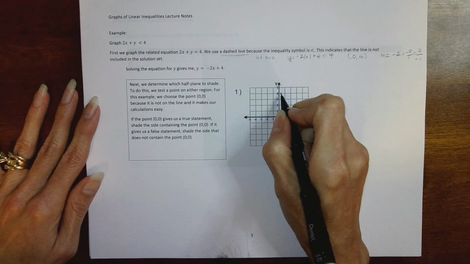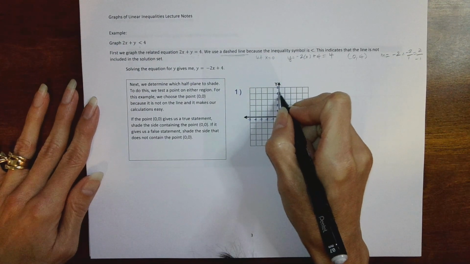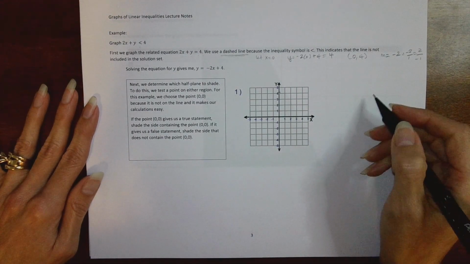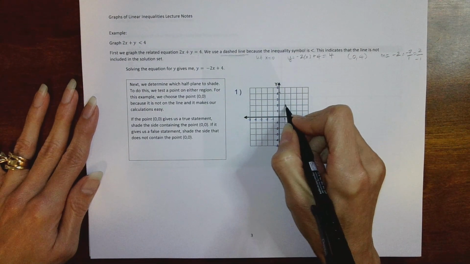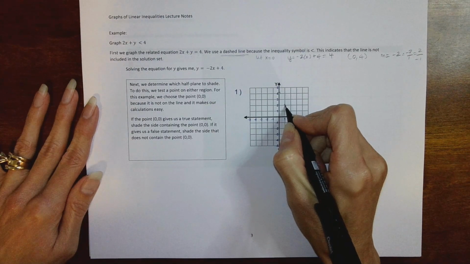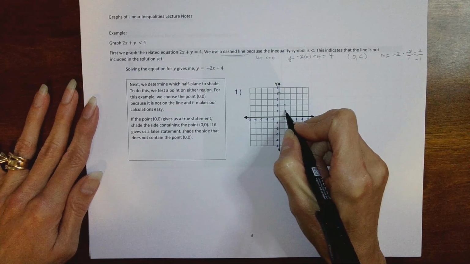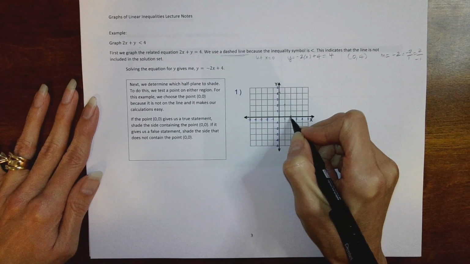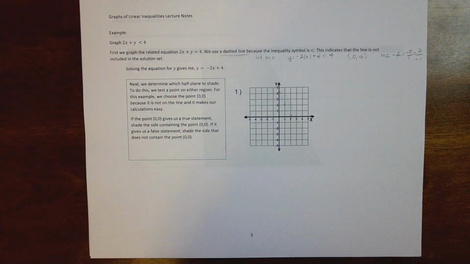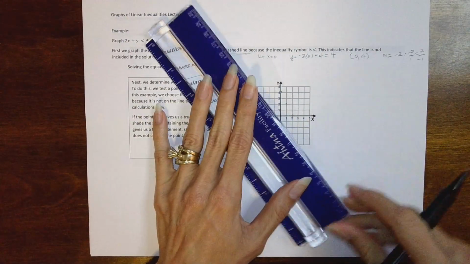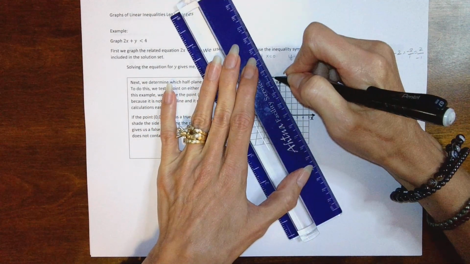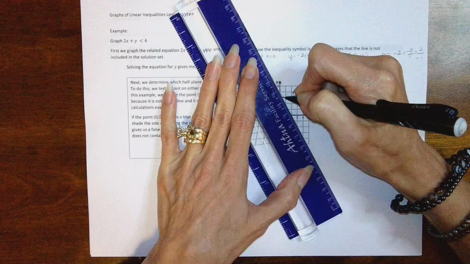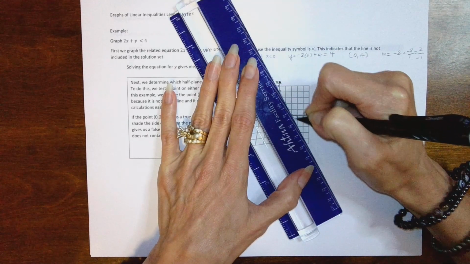So I go to (0, 4), and I need at least one more point. So I'm going to use this one: for every 2 I go down, 1, 2, I'm going to go over 1. And we'll do another point. I'm going to go down 1, 2, over 1. And when I draw my line here, I'm going to make a dashed line because there's no equal sign in the inequality.